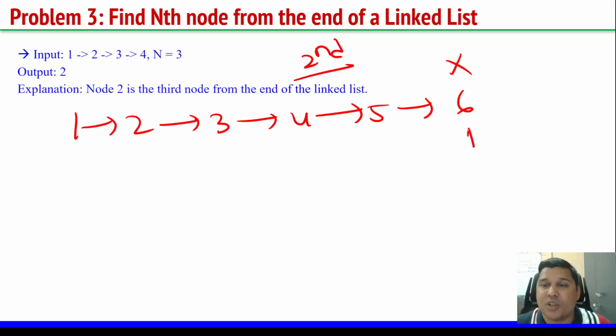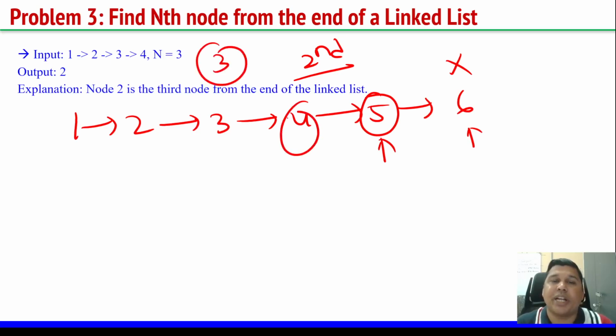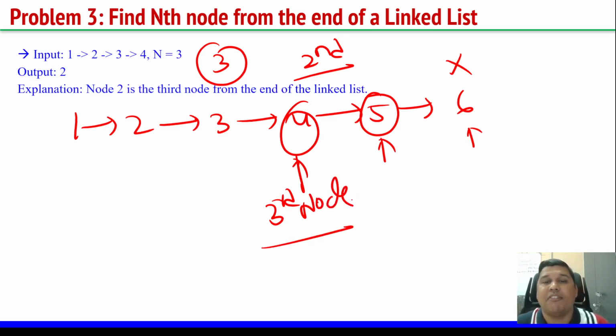So this is the first node, this is the second node. So I want to print this 5. That is the second node from the end. If I want the third node from the end, I have to print 4. This is the third node from the end. Okay, how do we find it out? What is the solution for finding the nth node or kth node from the end?